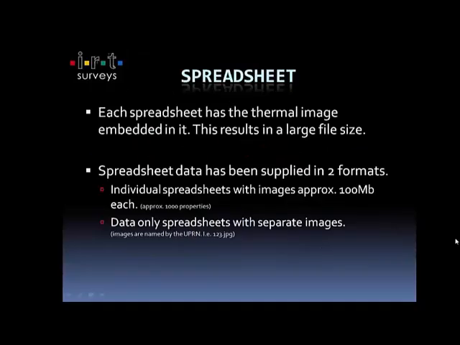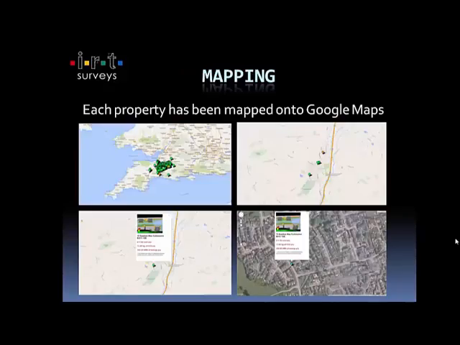Each spreadsheet we provide is quite large, so we deliberately reduce the size of the file. We may break it up into 1,000 properties per spreadsheet, and we'll also supply an additional spreadsheet which just has the data, so no images embedded, just to keep file sizes down. It allows you to import it into any database systems you have as well, nice and easy. So once we've got that data, we can map it onto Google Maps.